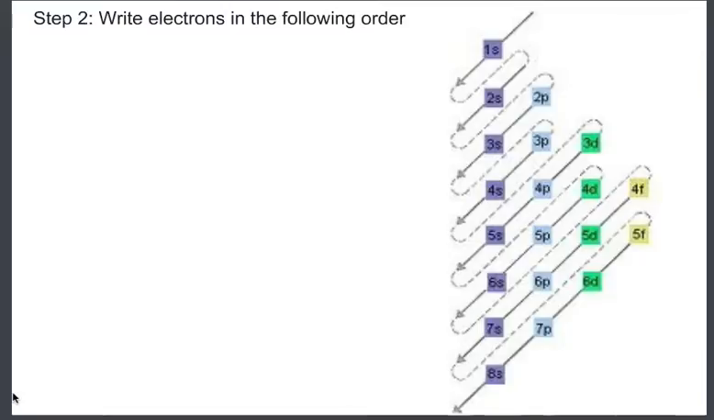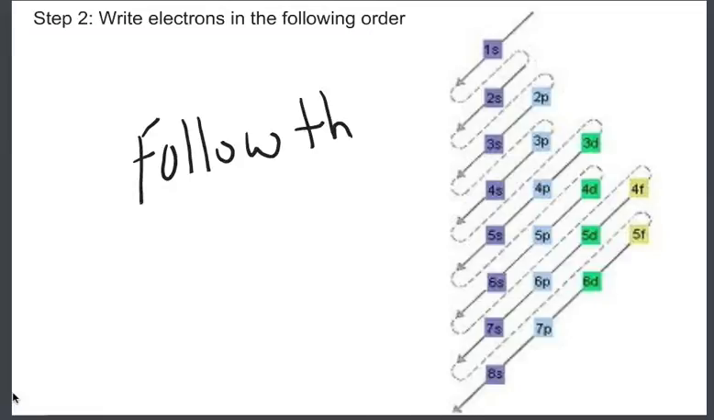Step 2 is to write the electrons in the following order. Now, for a regular chemistry class, you will be given this chart. If this is an advanced placement class, this is something that we're going to look at in a little bit more detail. You will never be given this chart, so you have to remember the order. There is a trick to that, which I can show you later. But for general chemistry, you'll be given this chart. So you always fill them in this way. So follow the chart.